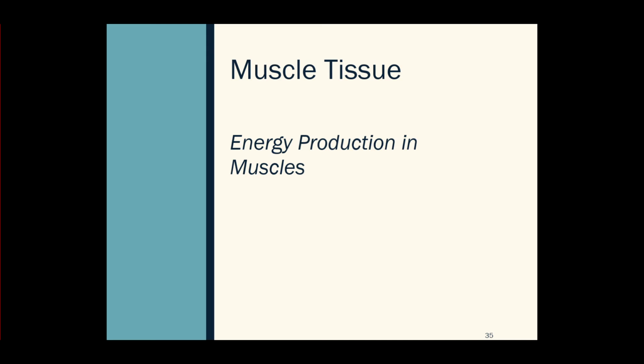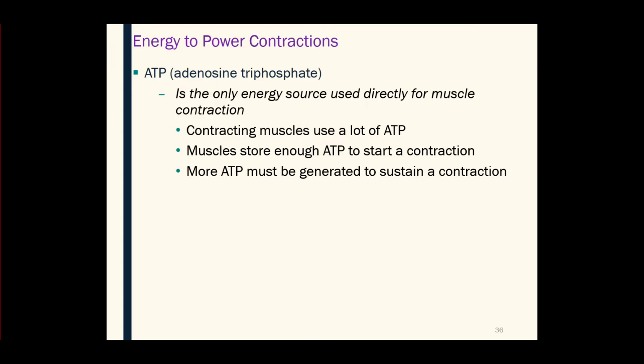In this lesson, we'll continue our discussion of muscle tissue by focusing on how muscles produce energy for muscular contraction. So we know that the main fuel in our body, very simply, is ATP, which stands for adenosine triphosphate. This is the only energy source that muscles can use to do muscle contraction. Once we start doing muscle contractions, our muscles actually require a lot of ATP, right? Not just a little bit, it has to have a lot of it.